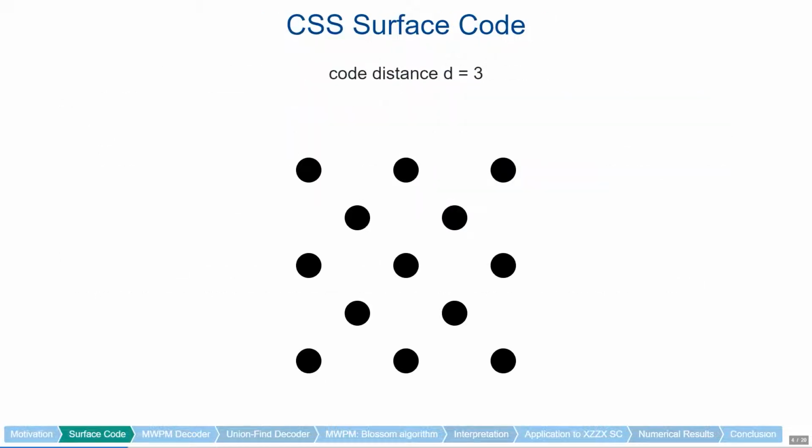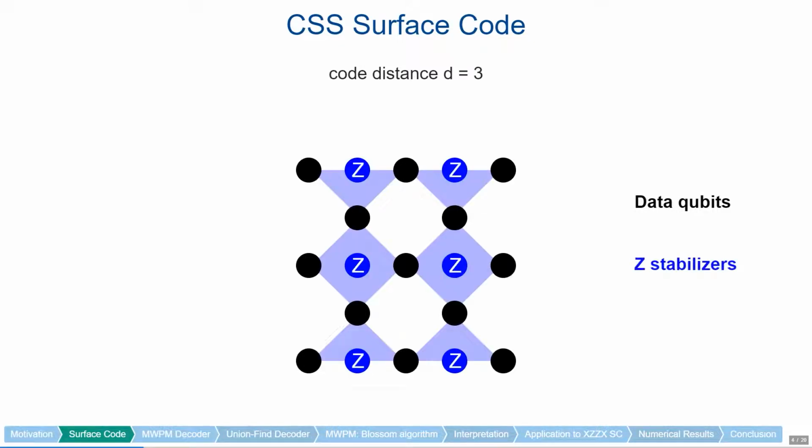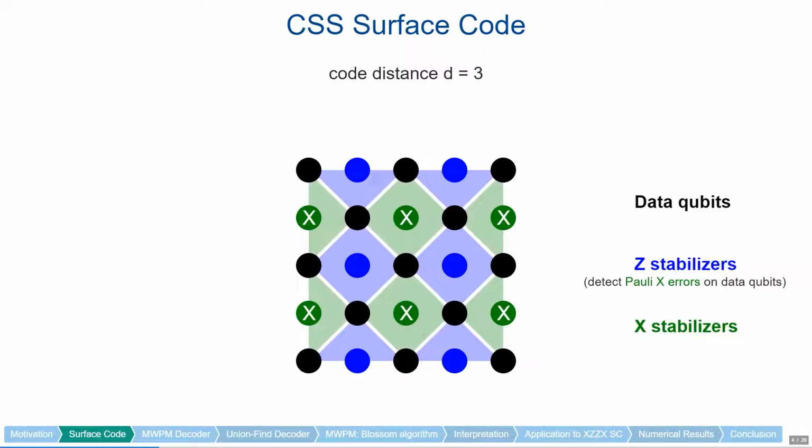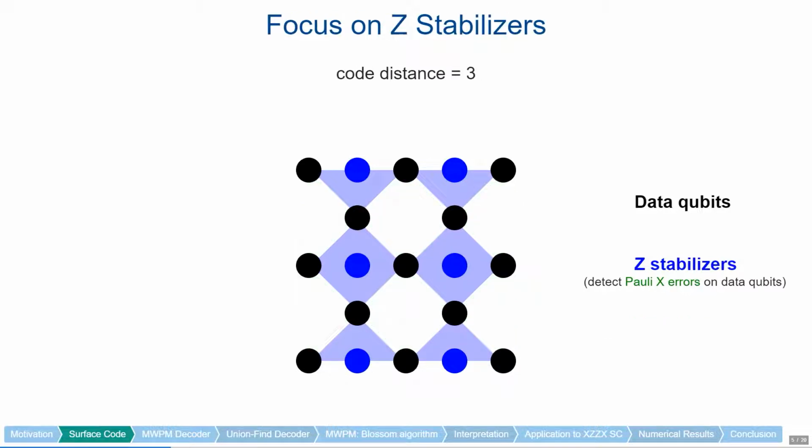Let's first quickly recap the surface code. This is a single logical qubit with code distance of 3. It consists of several data qubits, and there are several Z stabilizers that can detect X errors on the adjacent data qubits. Similarly, there are some X stabilizers detecting Z errors on the data qubits. Now we only focus on the Z stabilizers and try to correct those Pauli X errors. And of course, the same procedure is applied to X stabilizers as well.